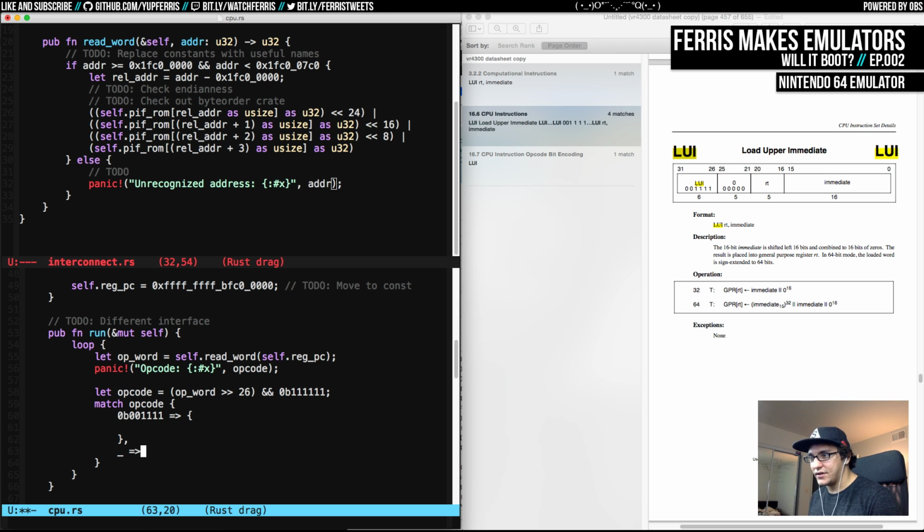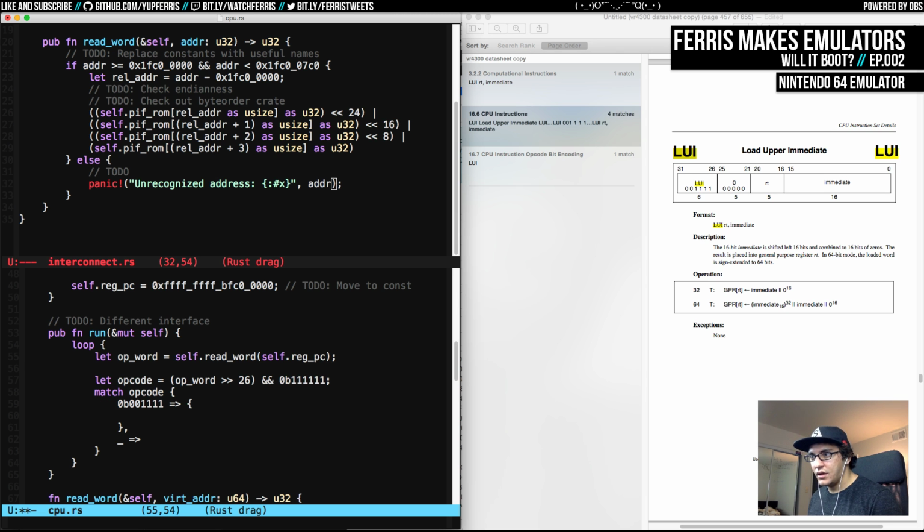And here's what I want to do. This is what I want to do. We're going to check if it's an opcode we know, and if it is, we're going to do that opcode. Otherwise, we're going to panic on an unrecognized opcode.